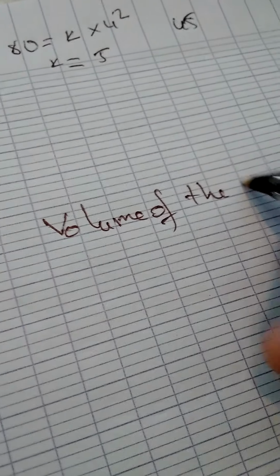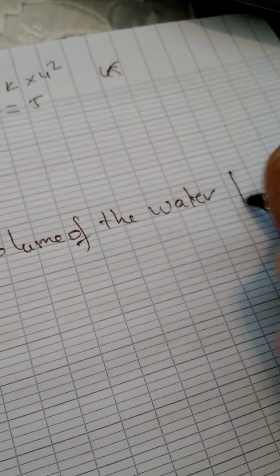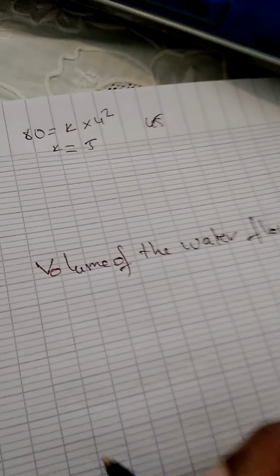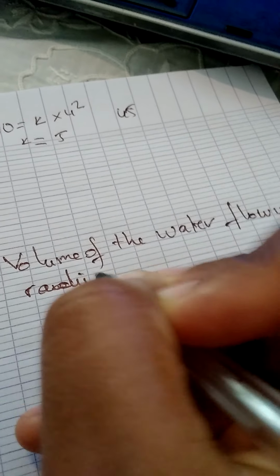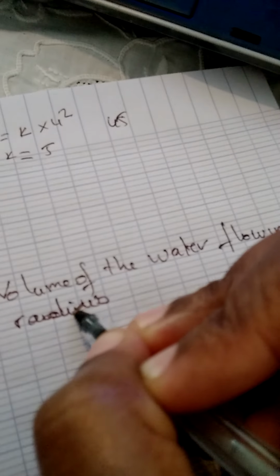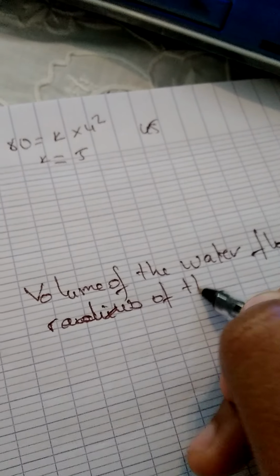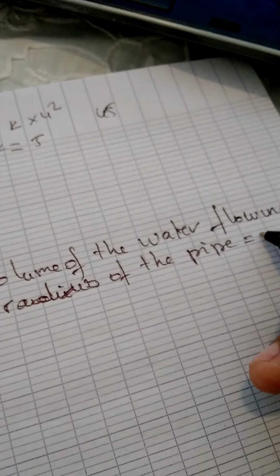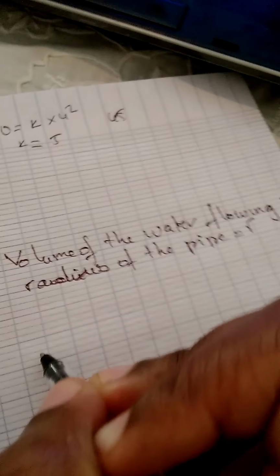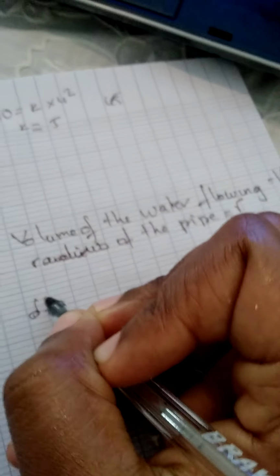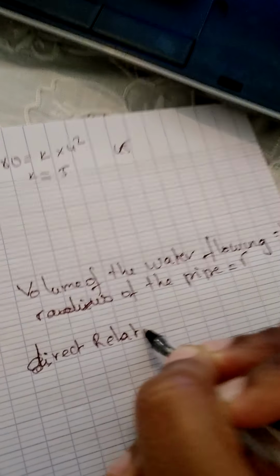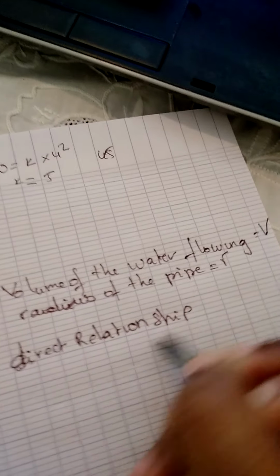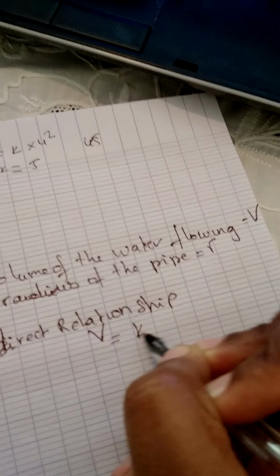of the water flowing. Let me make it V, okay? And then the radius of the pipe, let me make it R, okay? So there is a direct relationship, so I'll write V equals KR, okay?